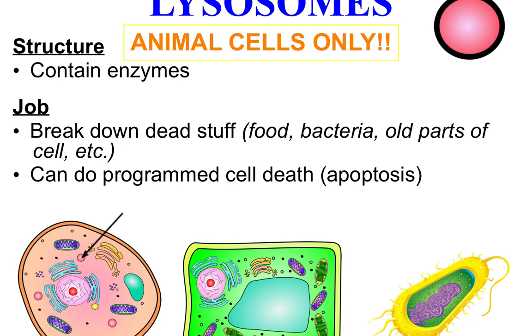Lysosomes are specific to just animal cells. So plants don't contain lysosomes, and bacteria for that matter don't either. It is an enzyme structure, and its job is to break down dead stuff like food, bacteria, and other old parts that the cell doesn't use anymore. It will basically send items through programmed cell death, even the cell itself. This natural process of programmed cell death is called apoptosis.